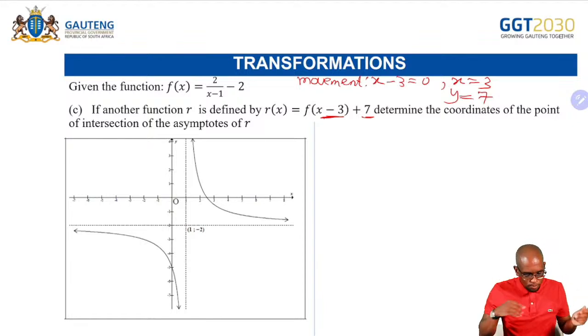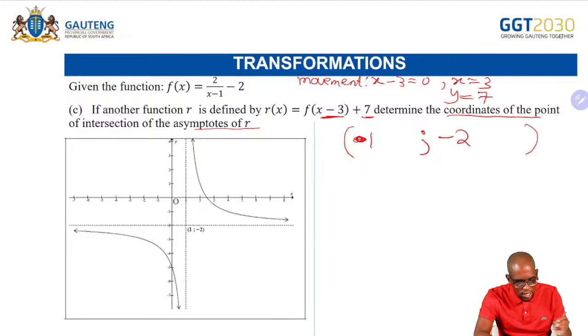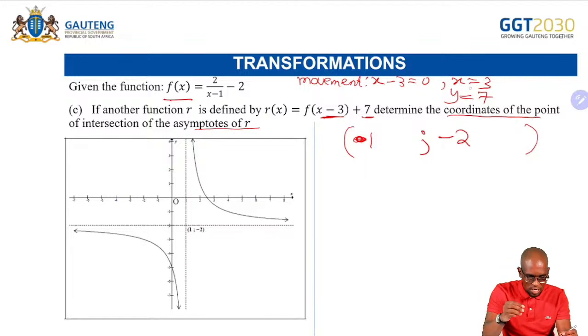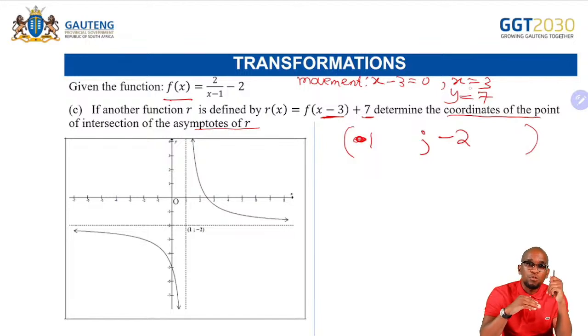All those points. Now, we are interested in the coordinates of the point of intersection of the asymptotes of R. So those coordinates were, not -1, it was 1 and -2. Those were the coordinates of the original function f. Now what has happened? The whole function has moved 3 units to the right and moved 7 units upwards. So all the points have done that.